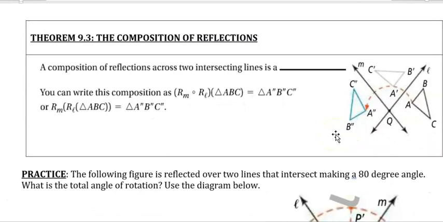The next one says the composition of reflections. Put your phone away. Composition of reflections over two intersecting lines. What does that appear to do? If you reflect over one line and then you reflect over another line, they're not parallel because that would have given me a translation. What does it appear you end up getting?